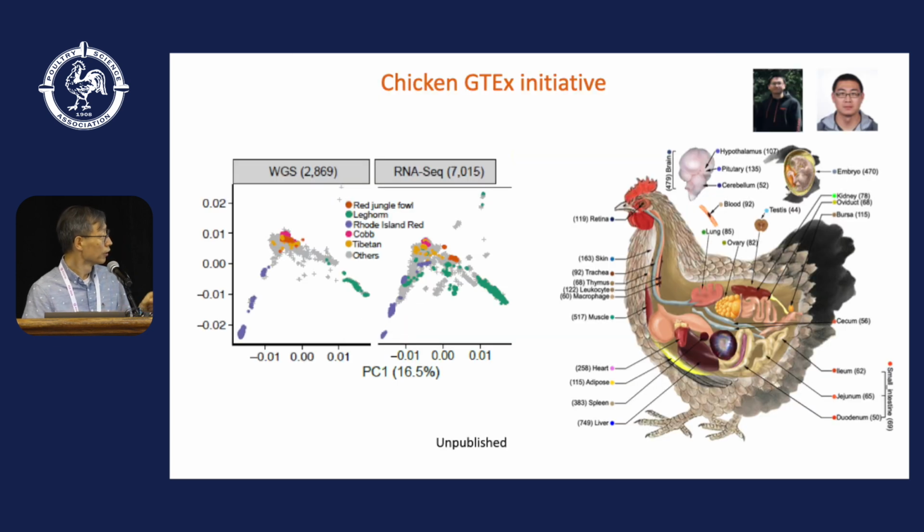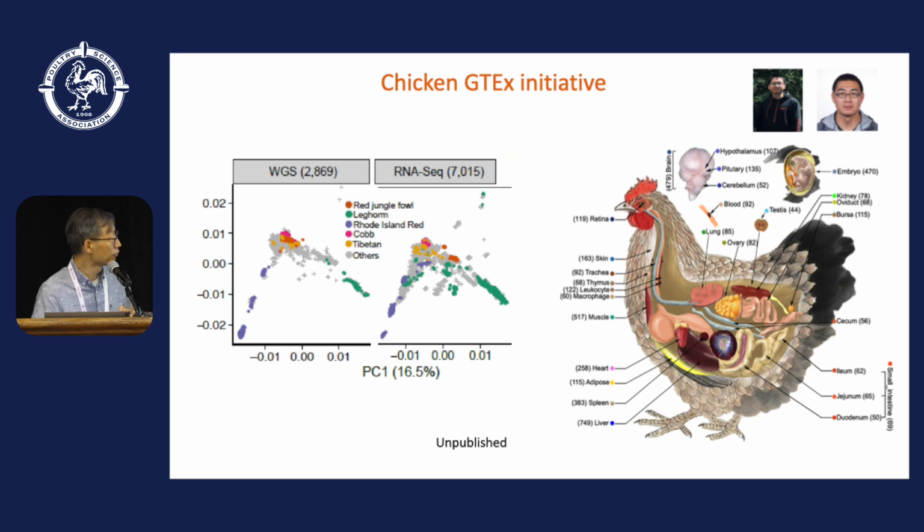So a few years ago, with a collaboration from Lingzhao Fang from Aarhus University in Denmark, leading the FarmGTEx initiative, which stands for Genotype-Tissue Expression, a human biomedical field that started about 5 to 10 years ago, we utilized all of those public databases: roughly 2,900 whole genome sequences and more than 7,000 RNA-seq datasets across all different breeds and different tissues.